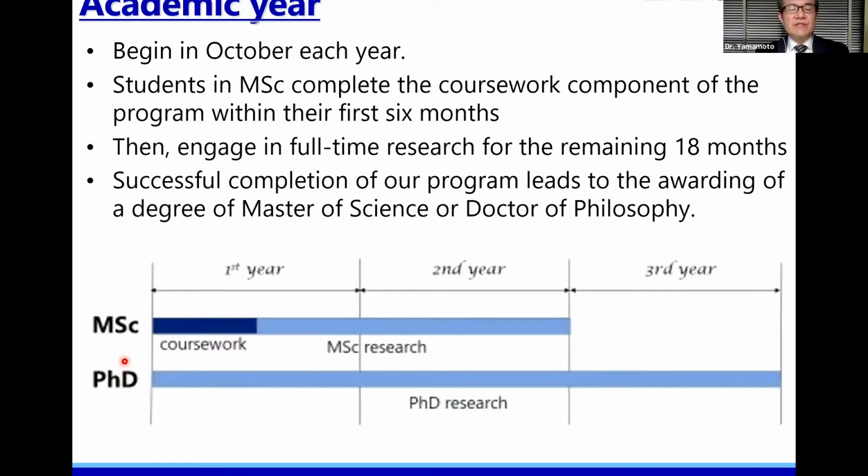However, for PhD students, the situation is different. PhD students start their own research soon after enrollment in the university. And for both master course and PhD course students, successful completion of the program leads to the awarding of a degree of Master of Science or Doctor of Philosophy.